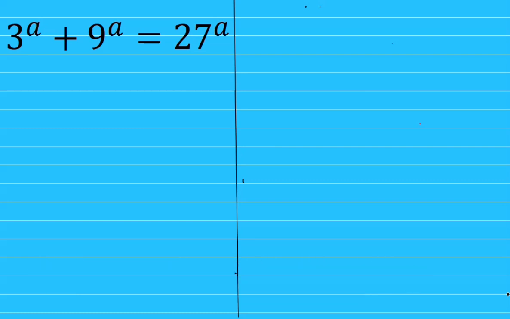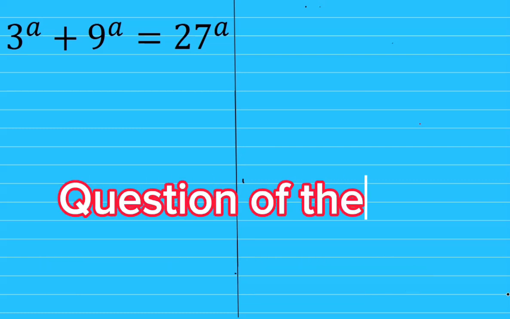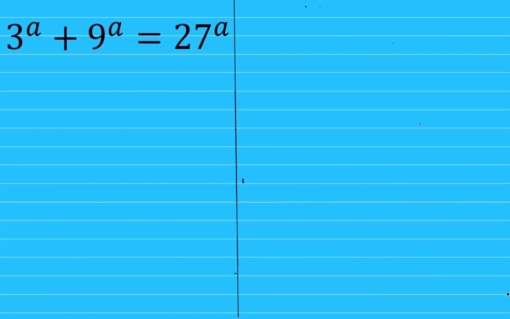So this is the question of the day. This exponential equation: 3^a + 9^a = 27^a. So let's see how we can solve this particular equation for the value of a. We can write all of these to have the same base.